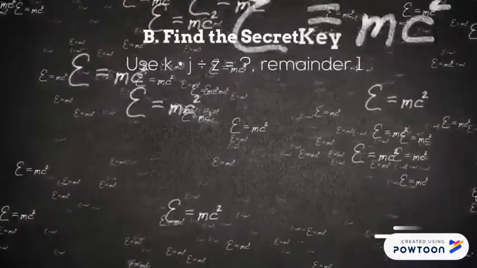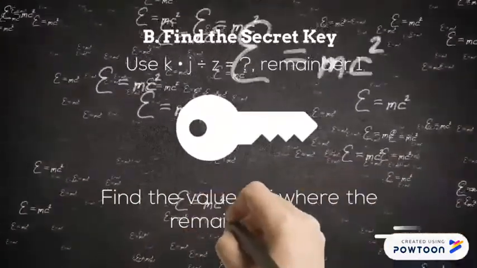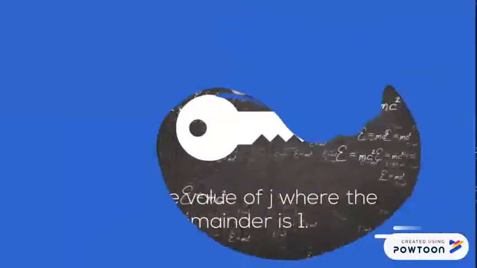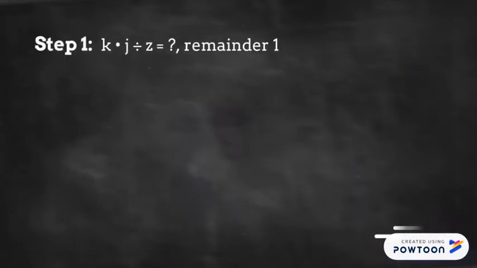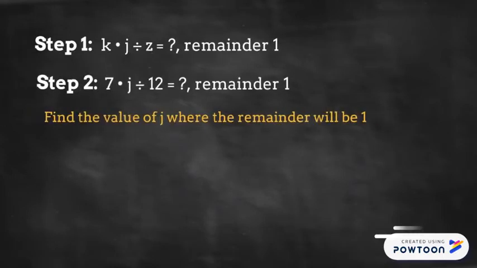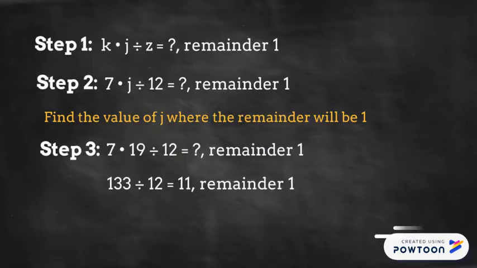In this next step, use the equation above to find the secret key or the value of J, where the remainder will be 1. Use K times J divided by Z equals question mark remainder 1. The question mark is the quotient, but don't worry about it because J is the secret key. Next, substitute the variables and find J where the remainder is 1. So let's try 19. And the quotient comes to 11 remainder 1, so 19 is the secret key.